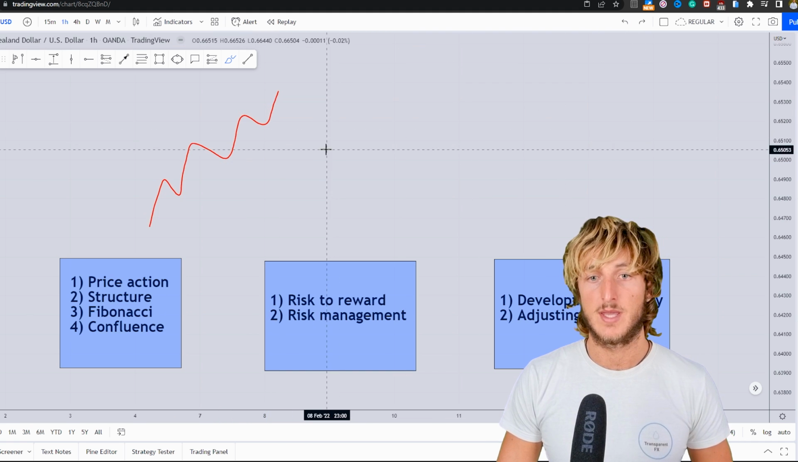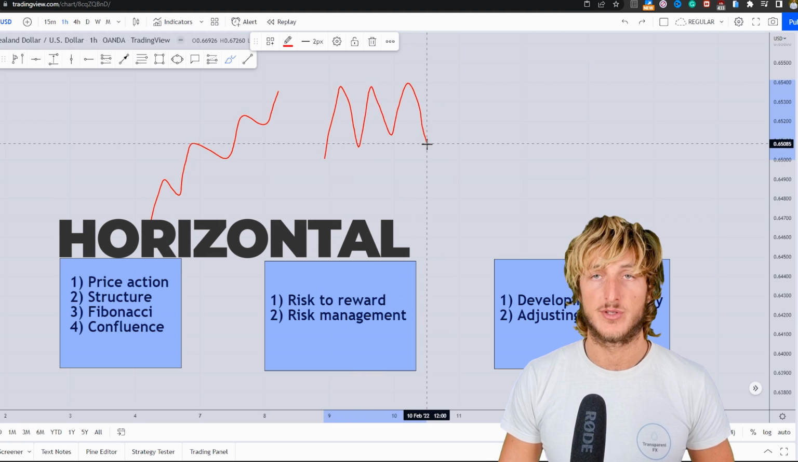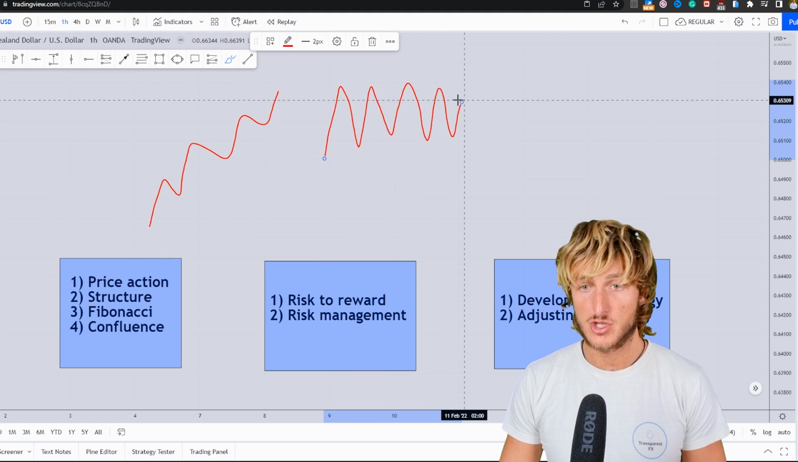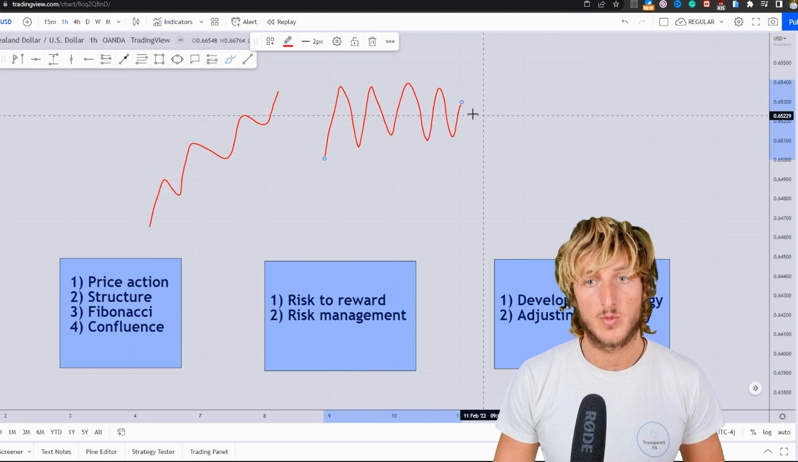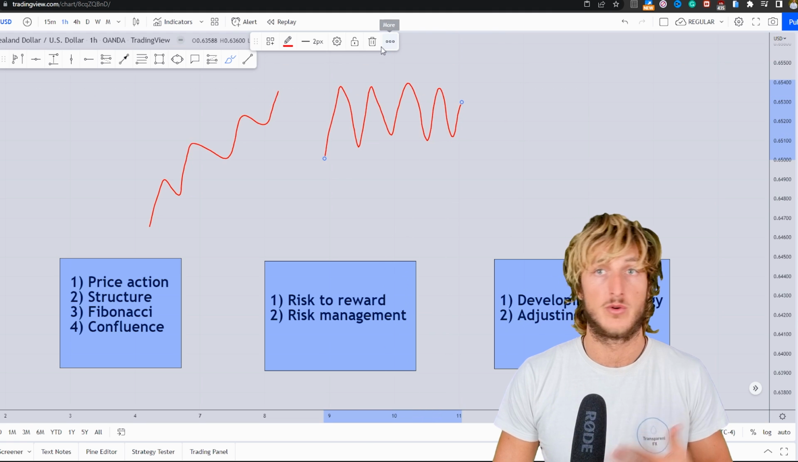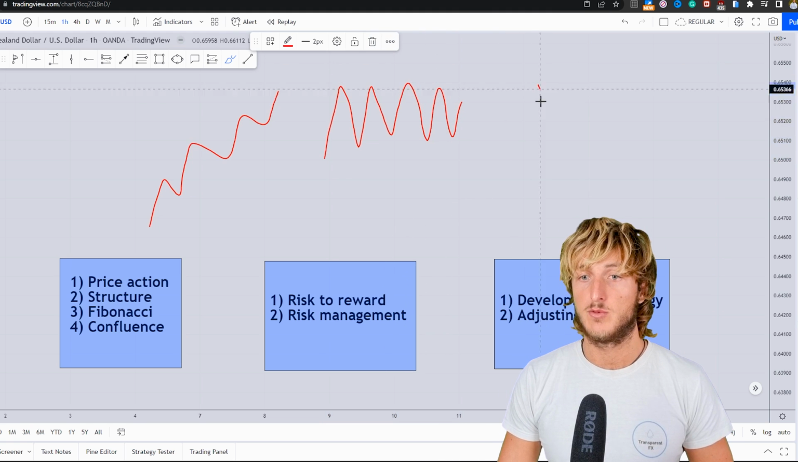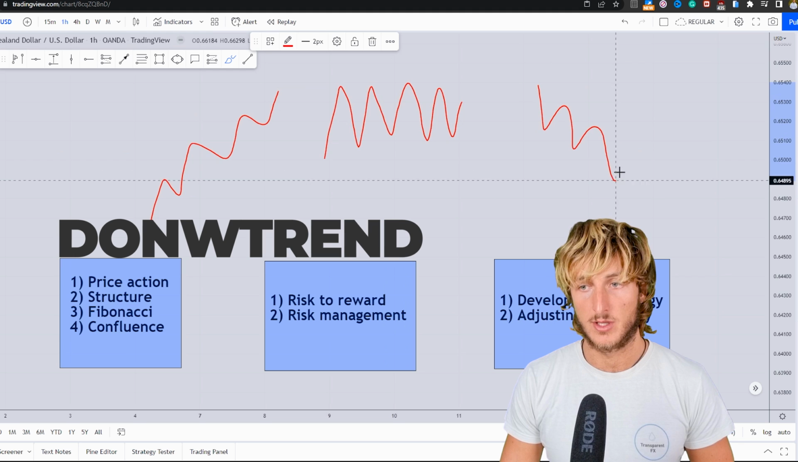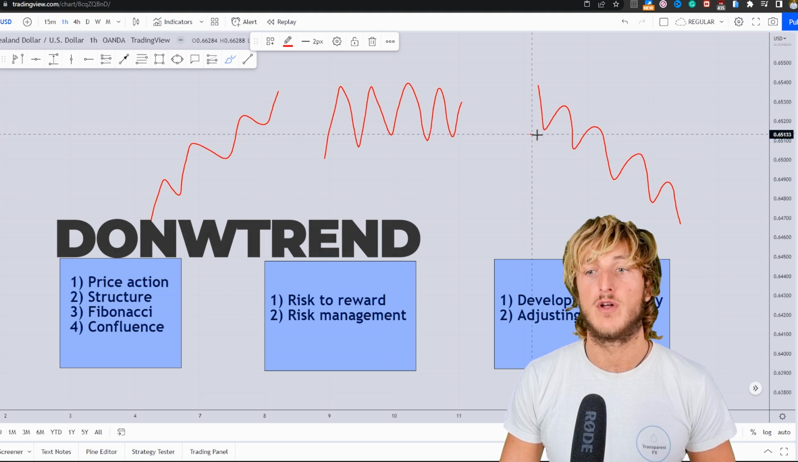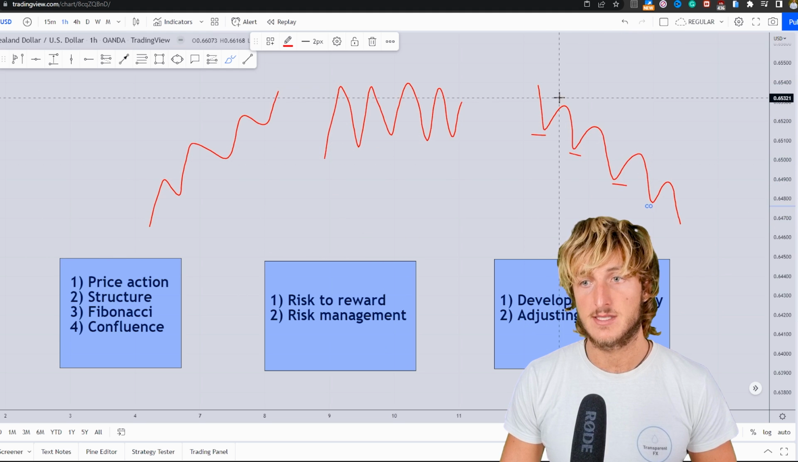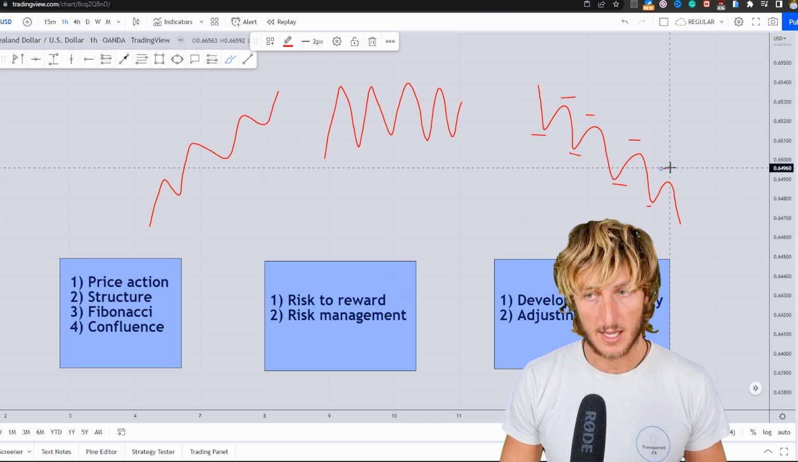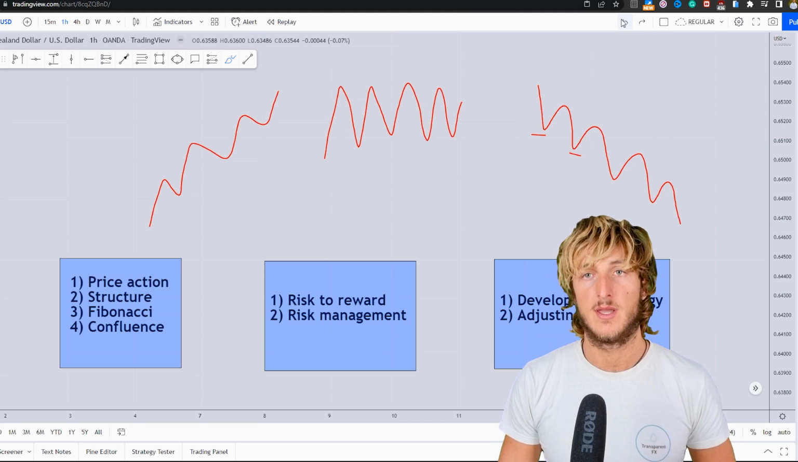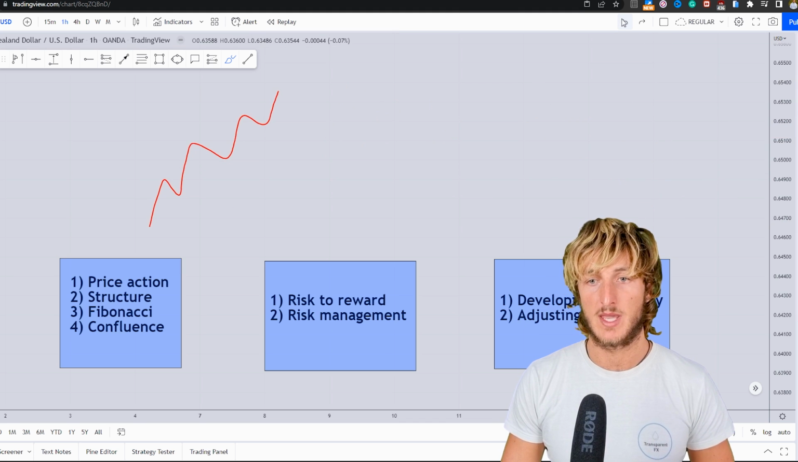On the other side, we can be in a horizontal market. So basically we have a range in which we're not creating higher highs and we're not creating lower lows or higher lows. And then we have a market that is in a downtrend in which we're creating a series of lower lows and a series of lower highs. Okay, these are the three different phases in which we can be in the market.